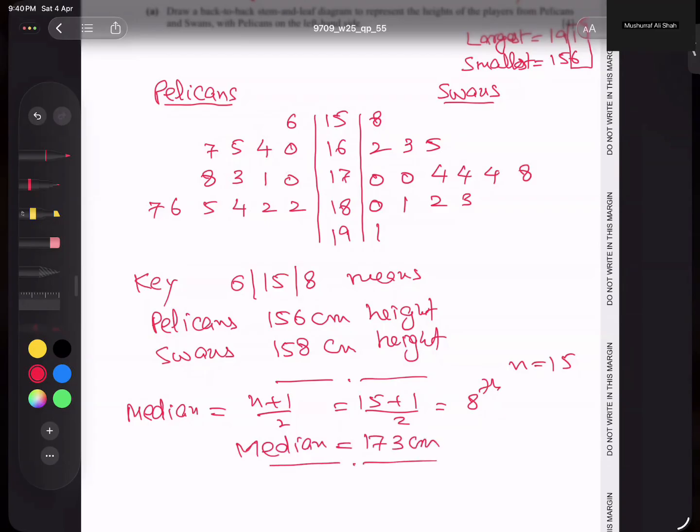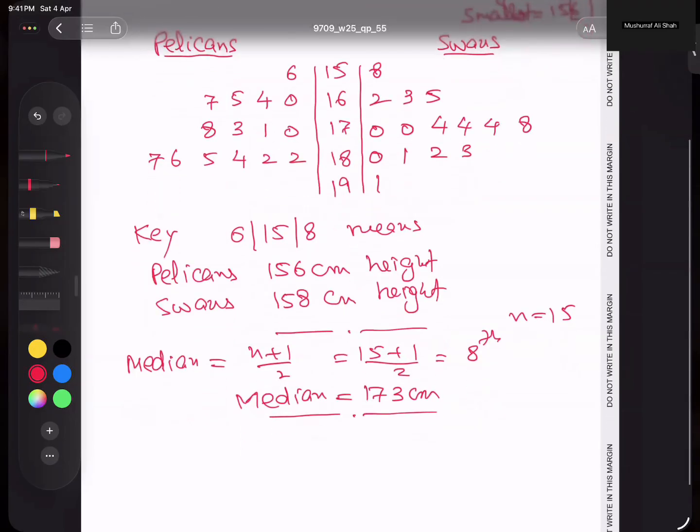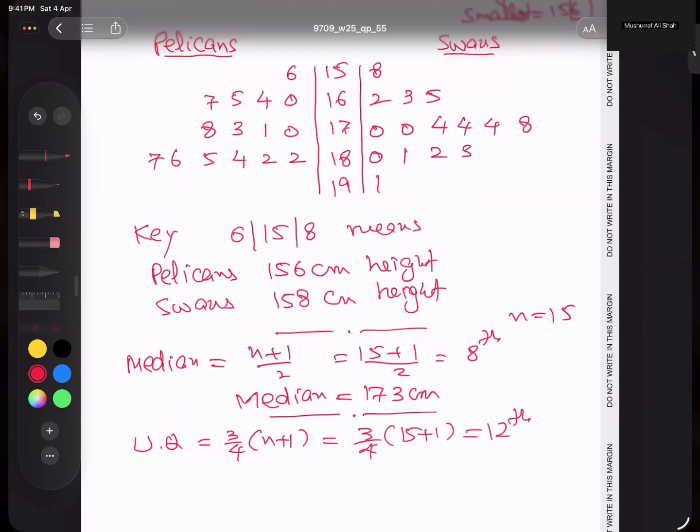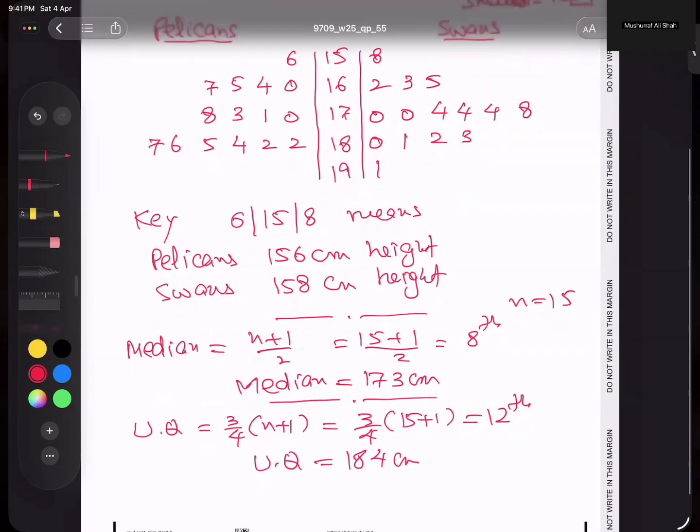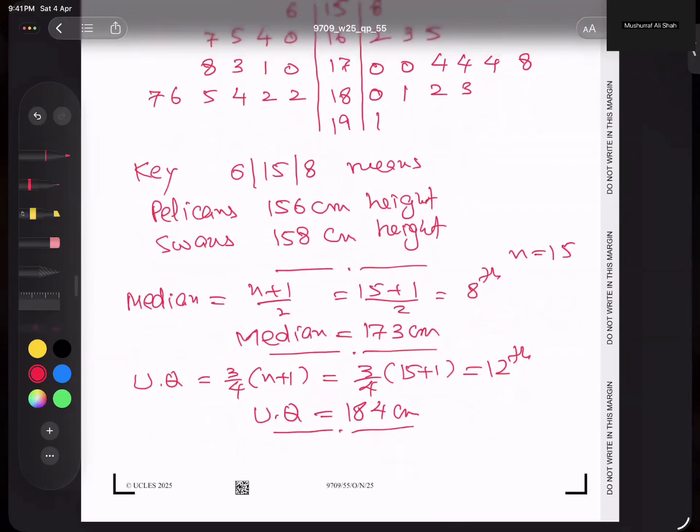So I hope it is clear. Let's talk about the interquartile range he is asking. For that, I have to go for the upper quartile first. Upper quartile is 3/4 of (n plus 1). So 3/4 of 15 plus 1, 16, gives the 12th position. 1, 2, 3, 4, 5, 6, 7, 8, 9, 10, 11, 12. 184 centimeters. Now let's talk about the lower quartile.